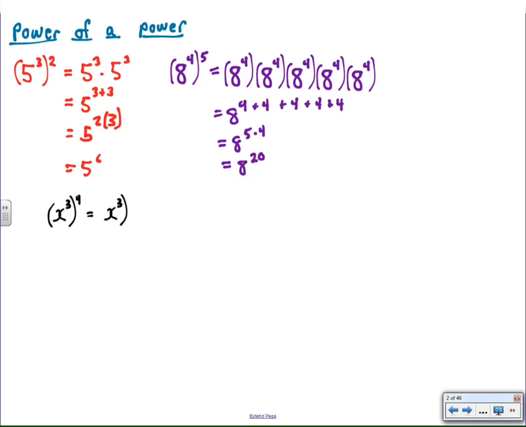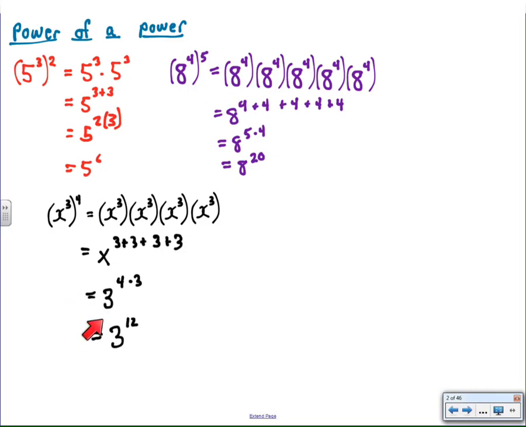And x cubed to the 4th is 4 sets of x cubed, which is really x to the 12th. I don't know why I wrote 3 there. I guess I got to fix that.